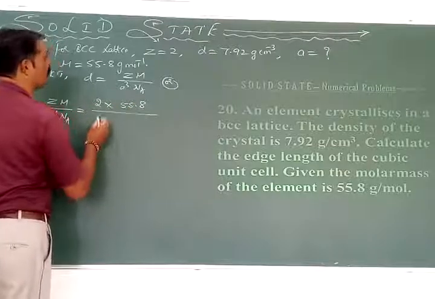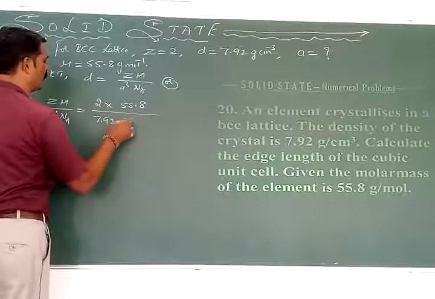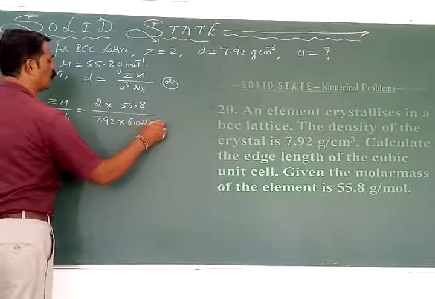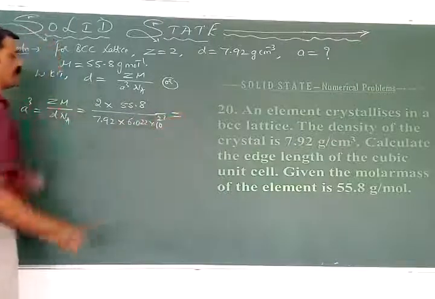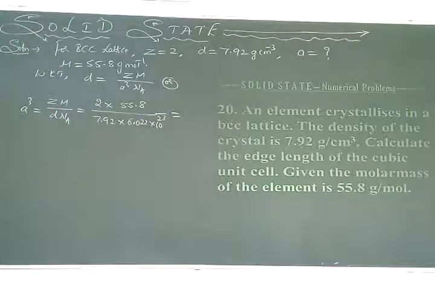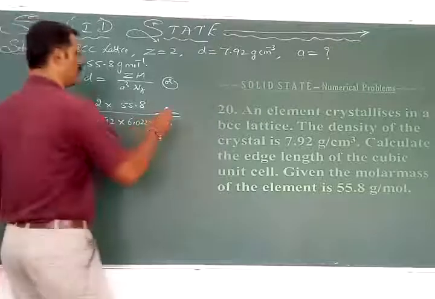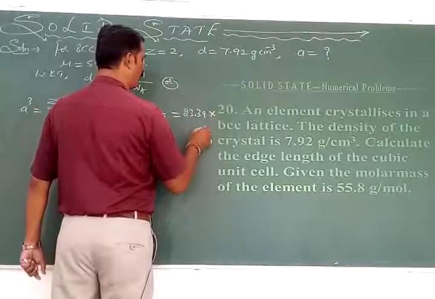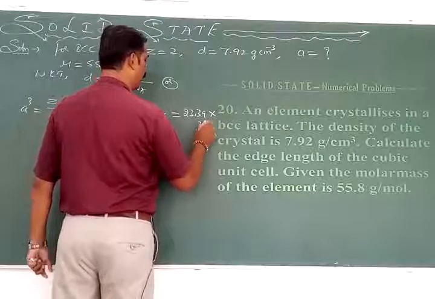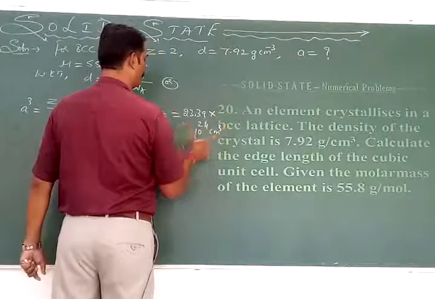Divided by the density, 7.92, and the Avogadro number, 6.022 into 10 to the power of 23. Upon simplification, I will get the value of A cube as 23.39 into 10 to the power of 24, in terms of cm cube.